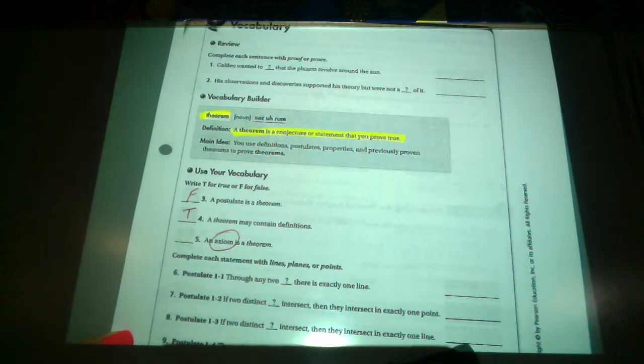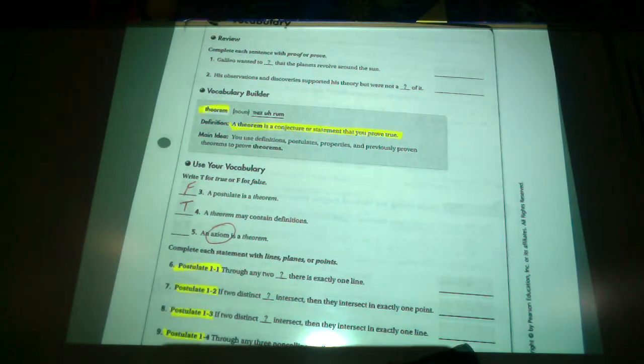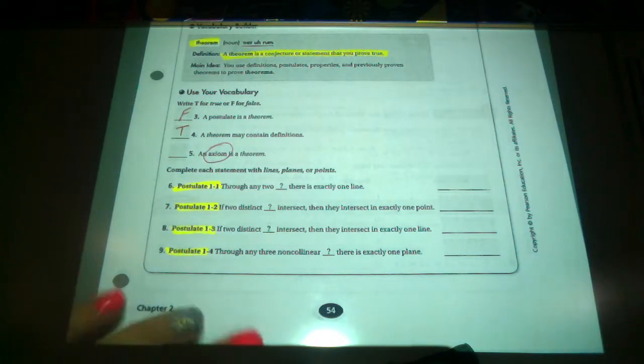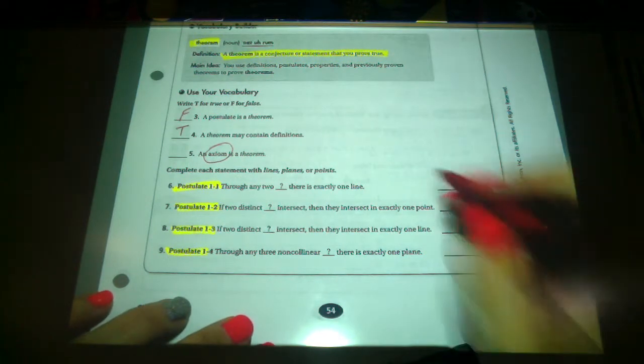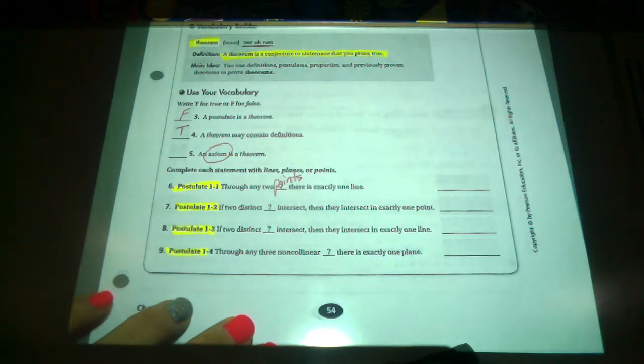So you've got several postulates from chapter 1 that are going to come into play here. All of these postulates should have been on your flashcards, and you should have memorized them and learned them. Through any two what, there's exactly one line. Points. I'm going to write it here because I like it where it belongs. If two distinct blank intersect, then they intersect in exactly one point.